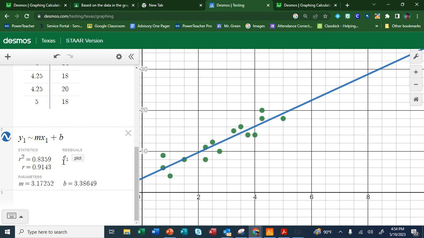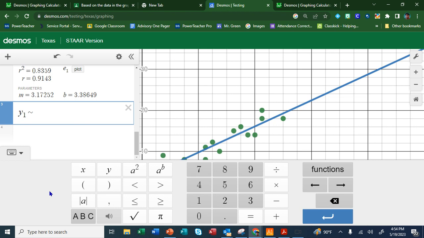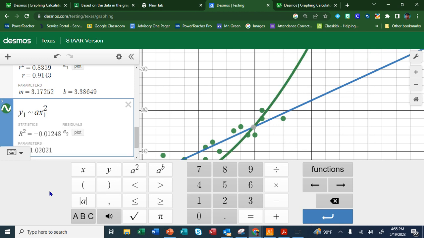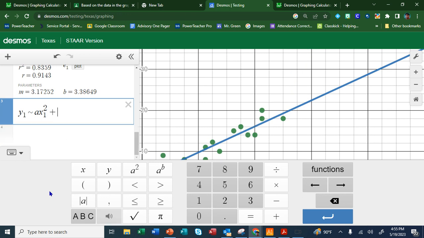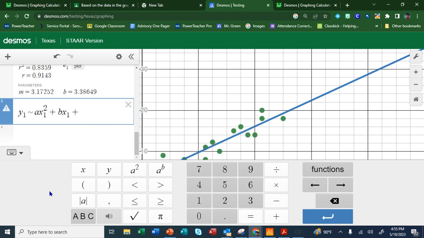So let's try a quadratic regression. We need a y1 ~, and for the quadratic we need an x1 to the power of 2. You can get that with shift 6 to get your power, plus bx1 plus c. And is that a better fit?